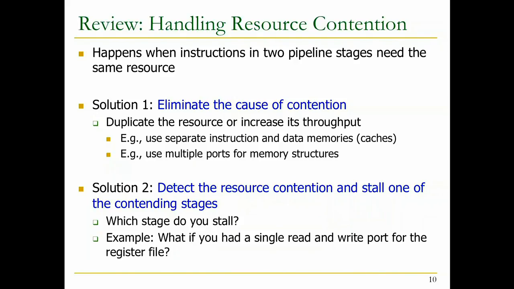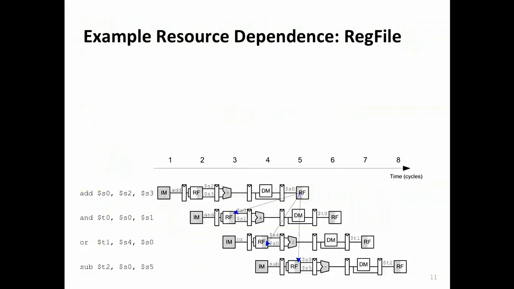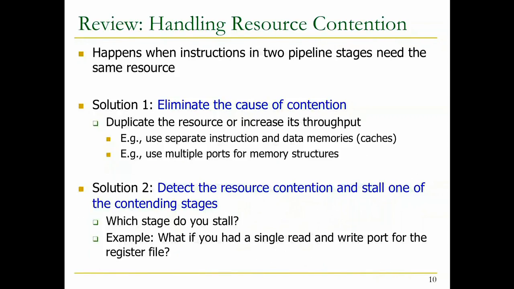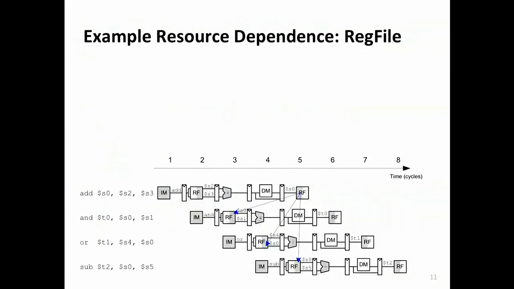The register file has the same issue, actually. But again, it's a bad idea in general to have a pipeline stage stalled because of a resource contention, especially if that resource is needed always. The fetch stage always needs a port to instruction memory. Okay, so that's one example of resource dependence.